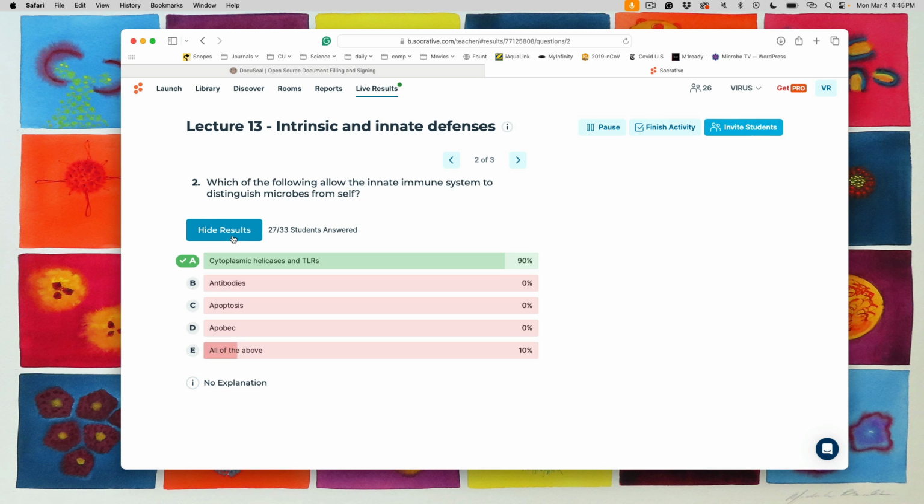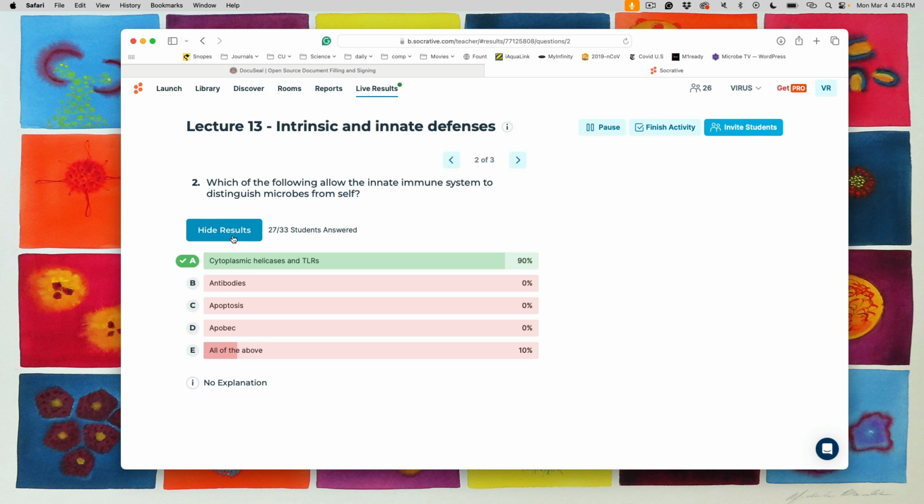Cytoplasmic helicases and toll-like receptors are how the innate immune system distinguishes microbes from self. That's correct. So antibodies, they don't. They are tailored to the pathogen, but they're not about early recognition, right? They're not about the innate immune system. That's basically why they're wrong. They're the adaptive immune system.